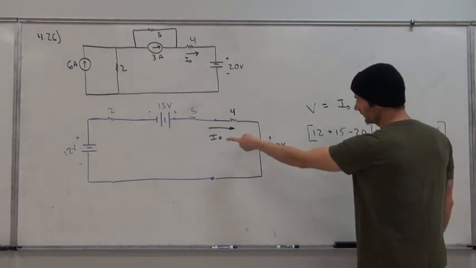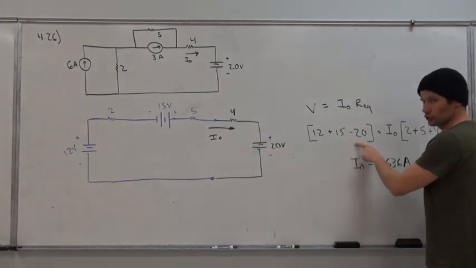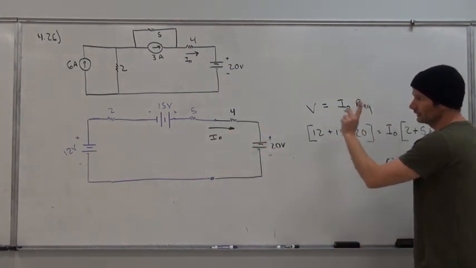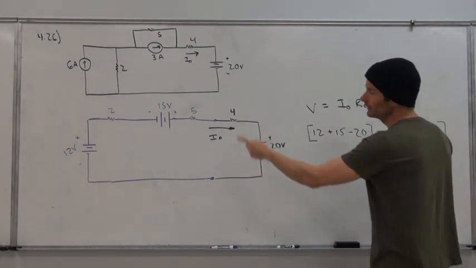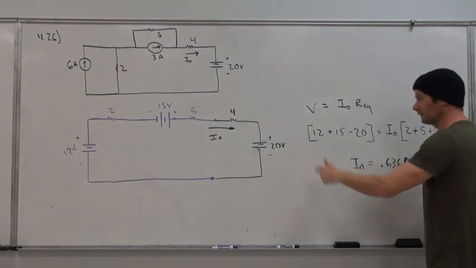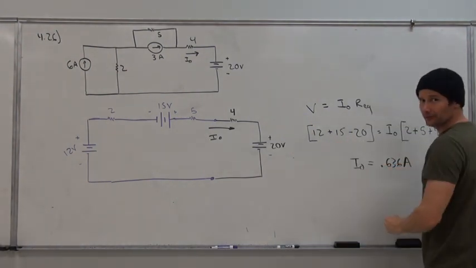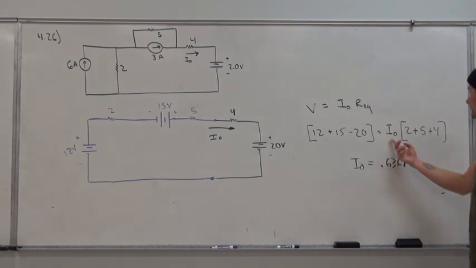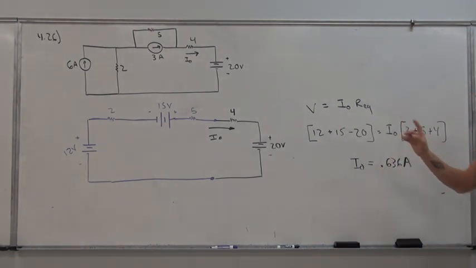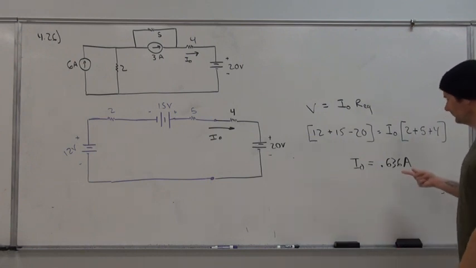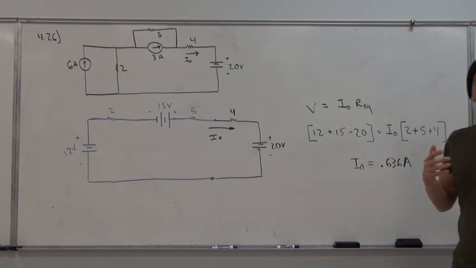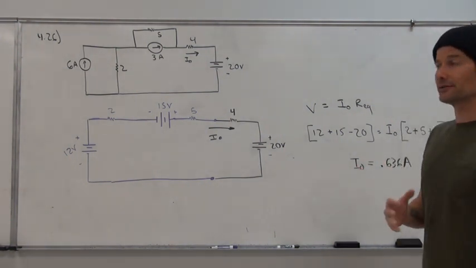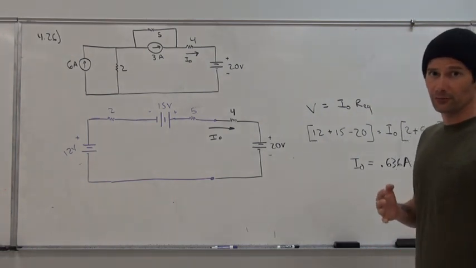20 volts here, current's going into the positive terminal, that represents a drop, so negative 20 volts. Go around the closed loop, we go from negative to positive, that gives us a positive 12 volts. And then with a 15 volt source, we go negative to positive. Once again, a positive voltage of 15 volts. And that's equal to I naught times 2 plus 5 plus 4. Divide through and solve for I naught. Bam, 0.636 amps.